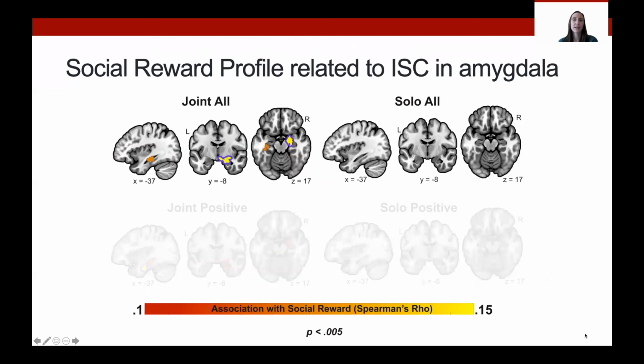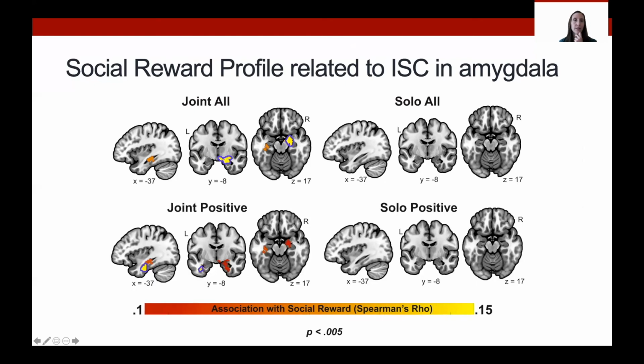And we want to unpack these effects in that joint positive condition by looking at profiles within the behavioral measures. So here, showing back to the all emotional processing, we see that the effects of social context are present within the amygdala. That is, the similarity in the social reward profile is related to inter-subject correlation within the amygdala. And we do see this effect within the positive conditions. So there's a greater effect within the amygdala and MTL regions in the joint positive conditions, but not in the solo positive condition.